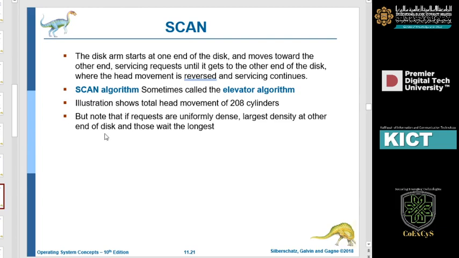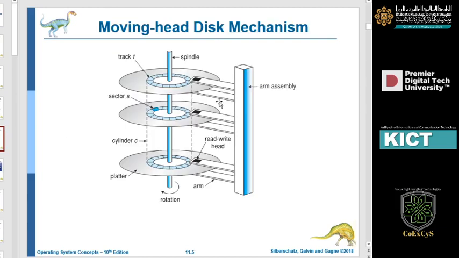Now the arm of the disk can basically start at one end of the disk and move towards the other end, servicing requests until it gets to the outer end of the disk, right? So you can imagine that if we look into this picture again, the disk basically moves one direction, outside, and then comes back in, right? It basically moves in one direction, and we call this the scan scheduling algorithm, right?